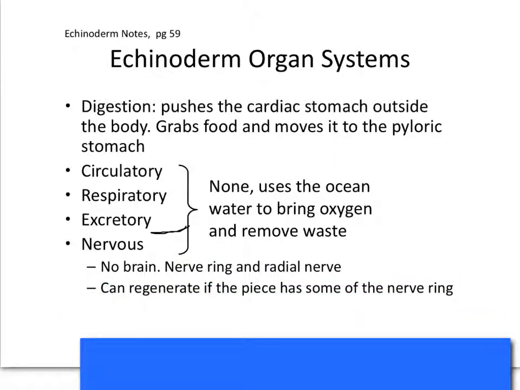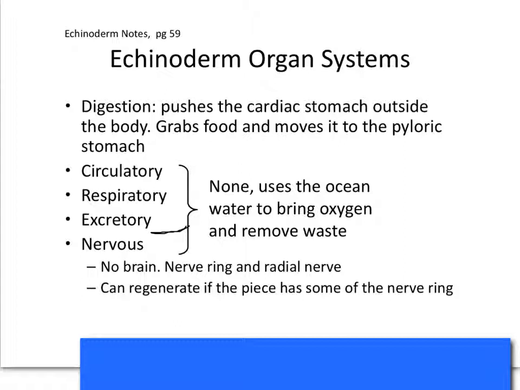They don't have a brain. They don't have cephalization, which you recall as having a well-defined head. No cephalization. They have no distinct brain. What they have instead is a nerve ring and radial nerves. So basically they have a ring that goes around that central part of, for example, a sea star, and then nerves that can shoot out into the legs.